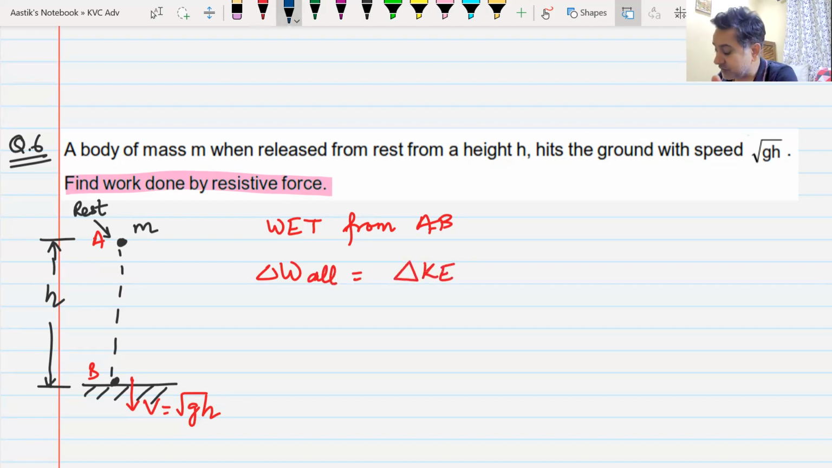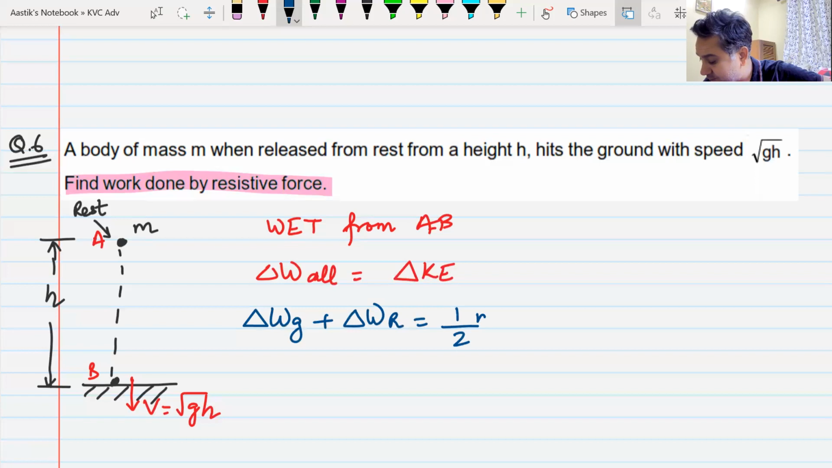What are the forces working here? Gravitational force and resistive force. Okay, work done by gravitational force plus work done by resistive force is equal to change in kinetic energy. What is the change in kinetic energy? Final kinetic energy is half m v squared, where v squared is gh. Yes or no? Yes, sir. Minus the initial kinetic energy, which is 0.